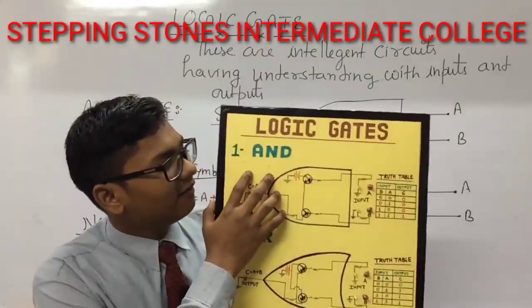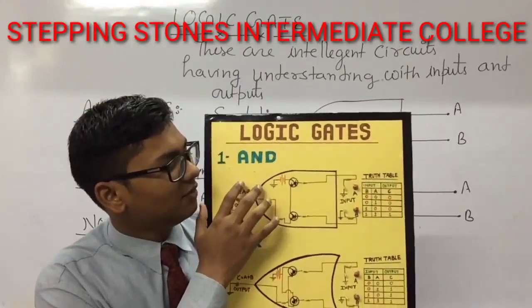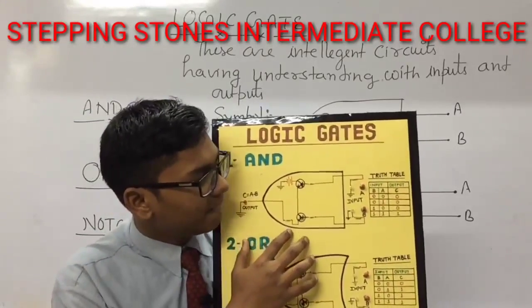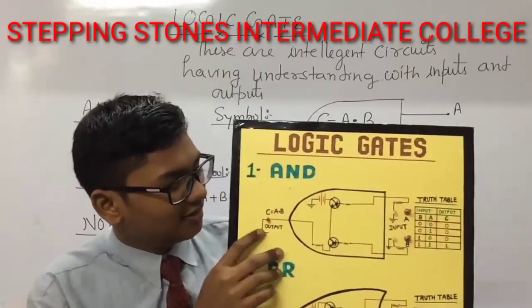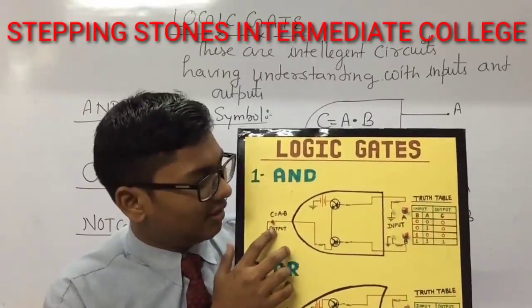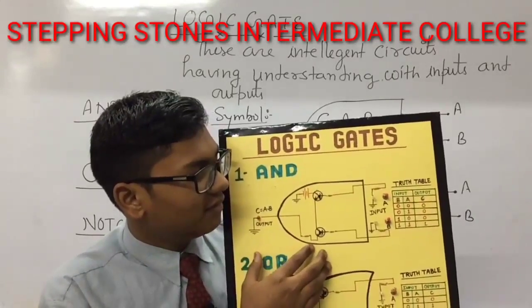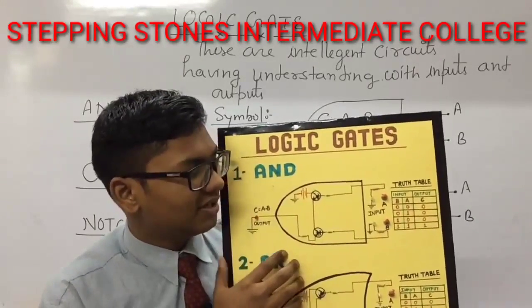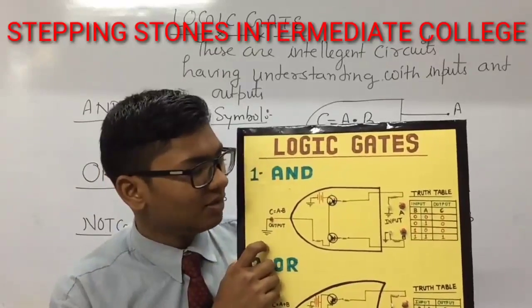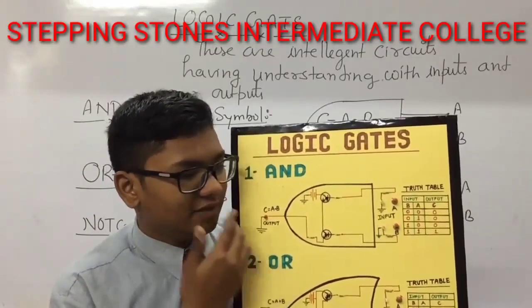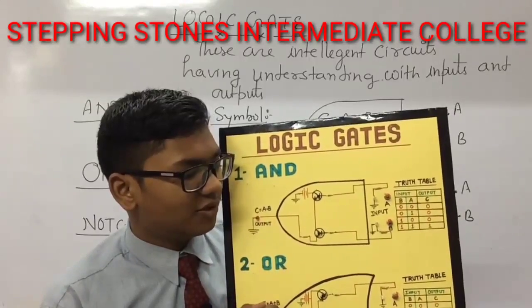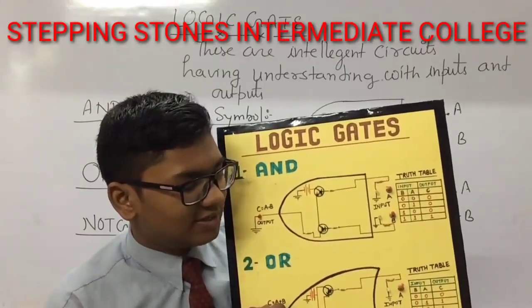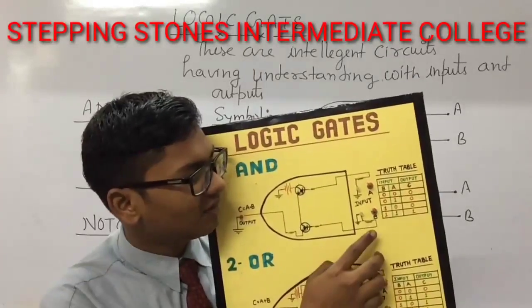First, we will show you the AND gate. Here are two inputs, A and B, and C is an output. When both inputs are true, then the output is true. If any one of the inputs is false, then the output is not true. So let us see how the AND gate works.